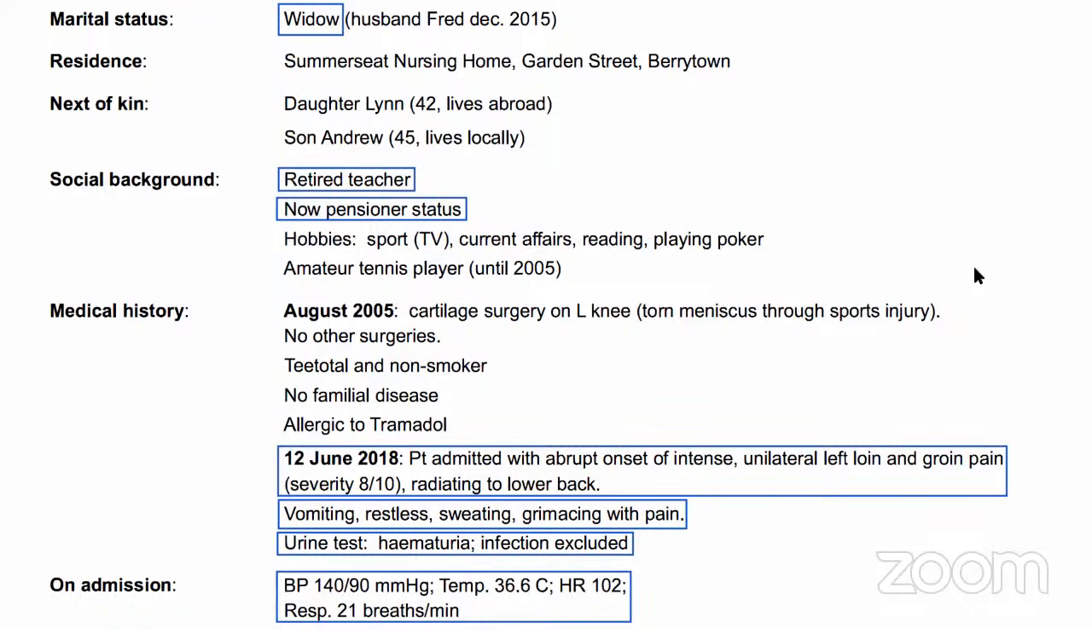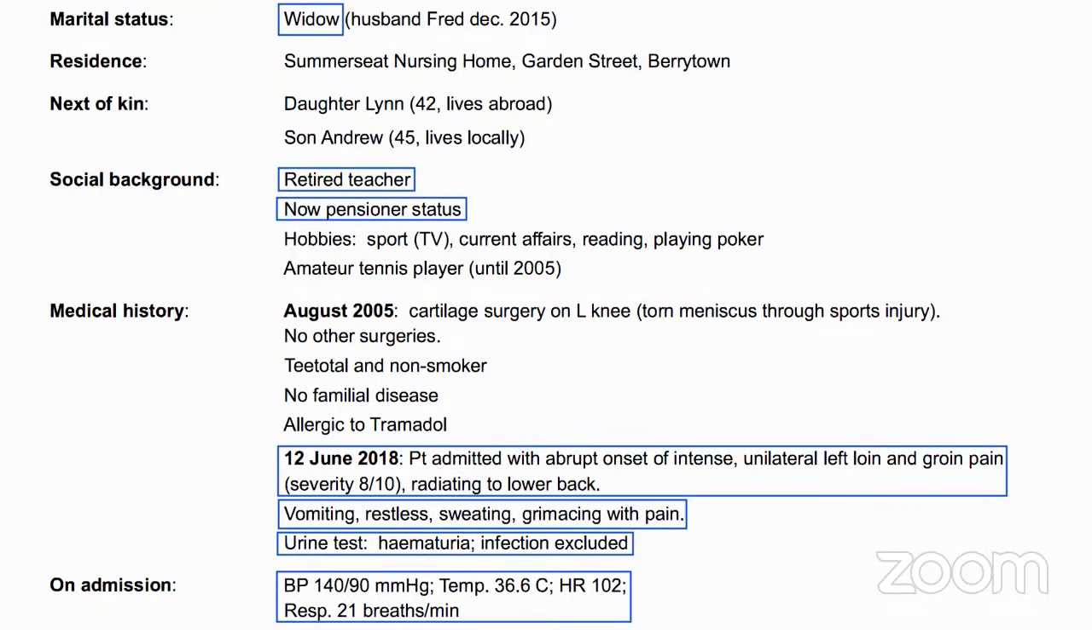So this is the second slide. So she's a widow and she lives alone. She has two children. Daughter lives abroad, son lives locally. And she's a retired teacher, now pensioner. And hobbies not that much important. And then medical history. August 2005 is a very long time back. So should we consider it or not?